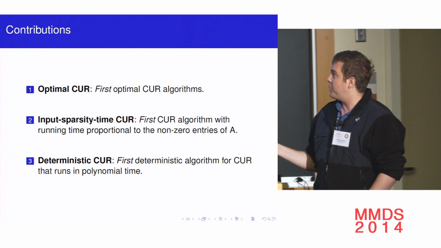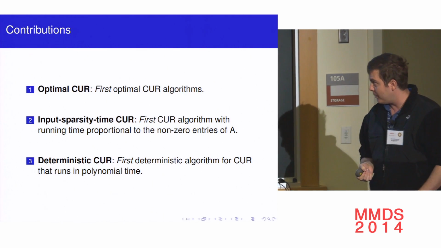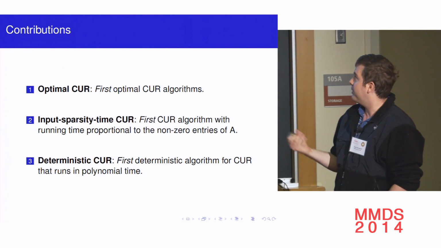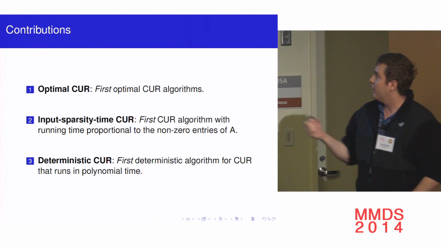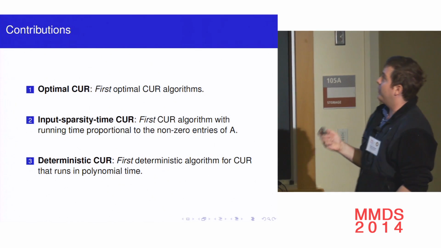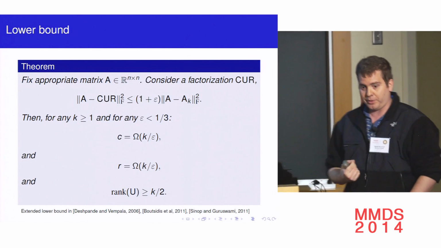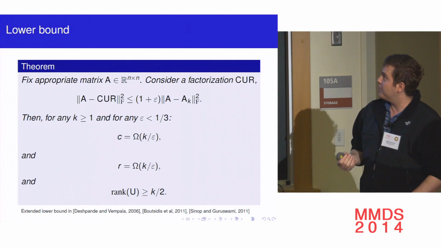So it achieves these combinatorial parameters with an optimal running time. Finally, we give a deterministic polynomial time CUR decomposition. It's actually slower than the SVD, but as far as we're aware, it's the first deterministic algorithm for this problem in polynomial time.